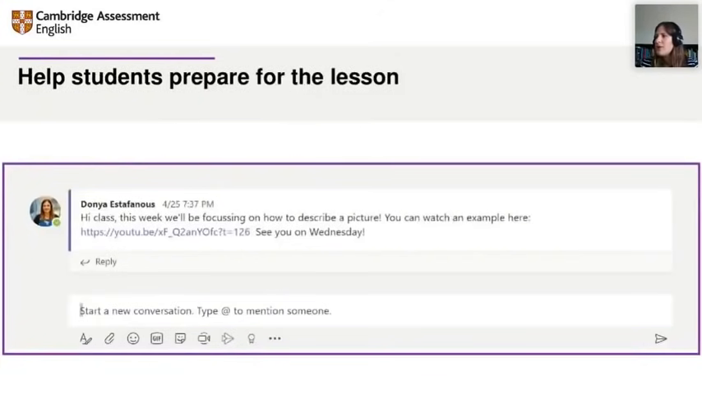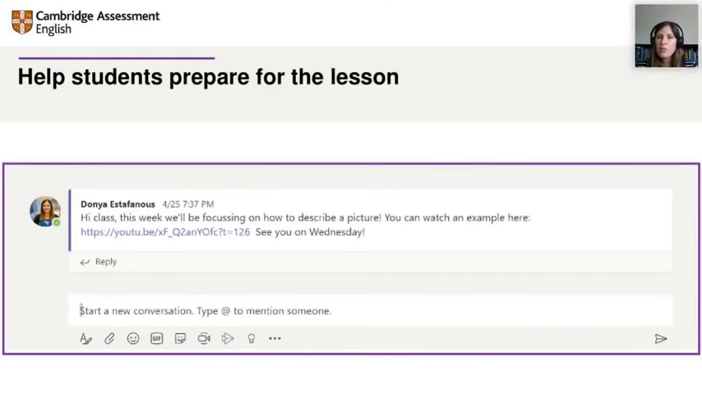So here I'm just showing you something that I've done before the lesson. So again, helping our students prepare, especially those students who feel the online lessons are a bit more difficult. What information can we give them before the lesson? So here you can see I've just posted on our platform, on our forum: Hi class, this week we're going to be focusing on how to describe a picture. Okay. And I've posted a link here to an example so they can watch that if they want.